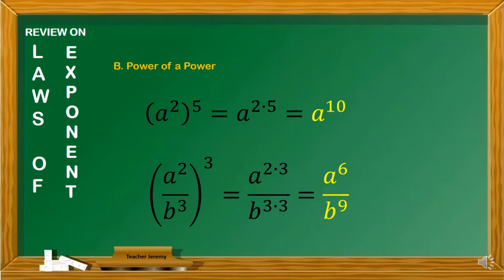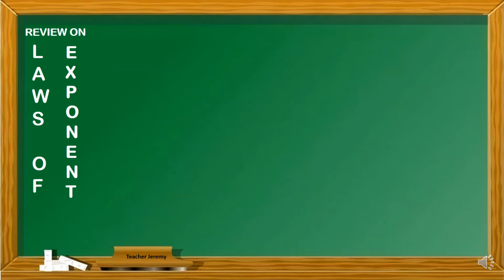Next, a squared over b cubed raised to the 3rd power. If it is a fraction, you're going to distribute the exponent 3 to the numerator and denominator. So it will become a raised to 2 times 3 over b raised to 3 times 3. And after that, you can now multiply. So it will become a raised to 6 over b raised to 9. That is power of a power. There are two exponents.